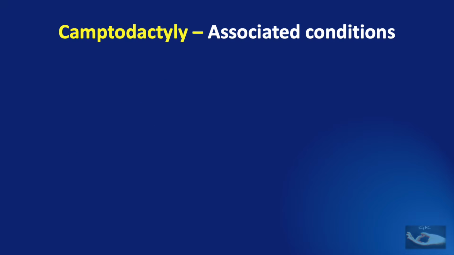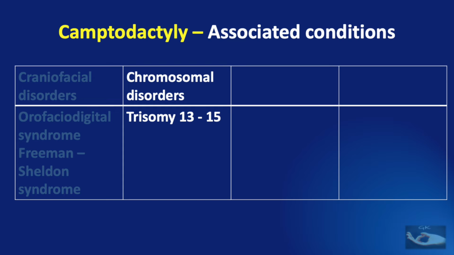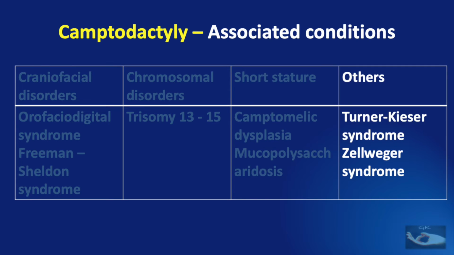We had mentioned that camptodactyly could be associated with certain other anomalies or conditions. The commonest are craniofacial disorders like the orofaciodigital syndrome, the Freeman-Sheldon syndrome, chromosomal disorders like the trisomy 13 to 15, short stature associated with camptomelic dysplasia or mucopolysaccharidosis, or other conditions like the Turner-Kieser syndrome or the Zellweger syndrome. All these should be looked for when we come across a patient with camptodactyly.